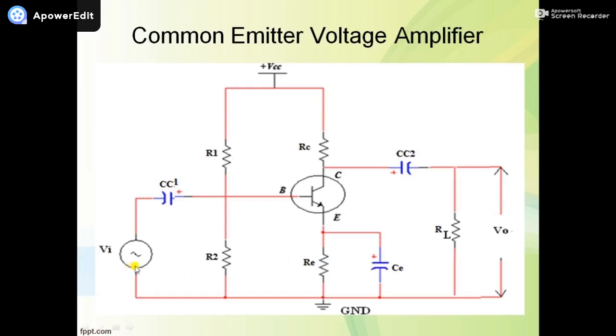For example, if you apply Vi equal to some 50 millivolt, the input voltage is in terms of millivolt, 50 millivolt. So with respect to this, we are getting the output voltage in terms of volt. Okay, so this is the operation of the common emitter voltage amplifier circuit.